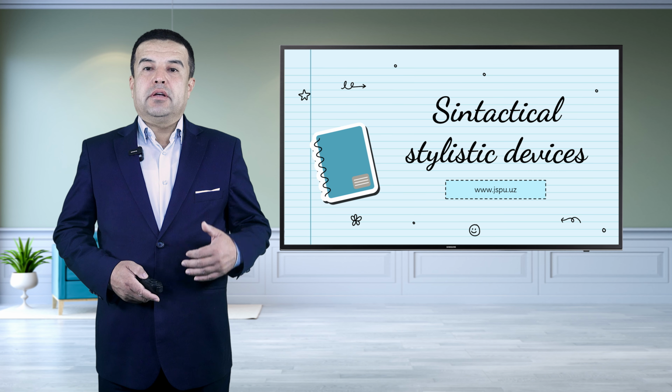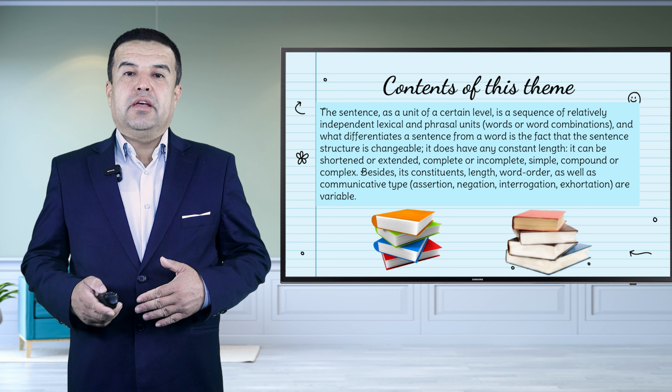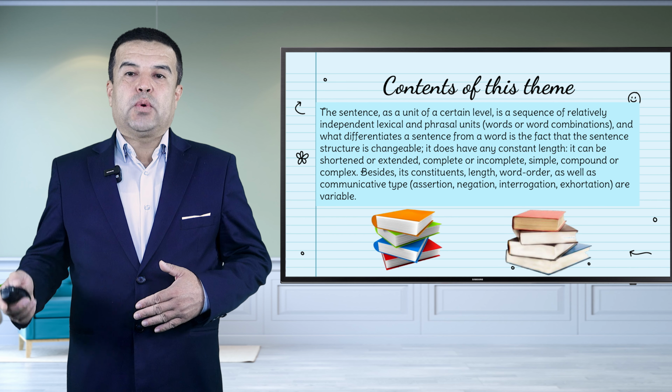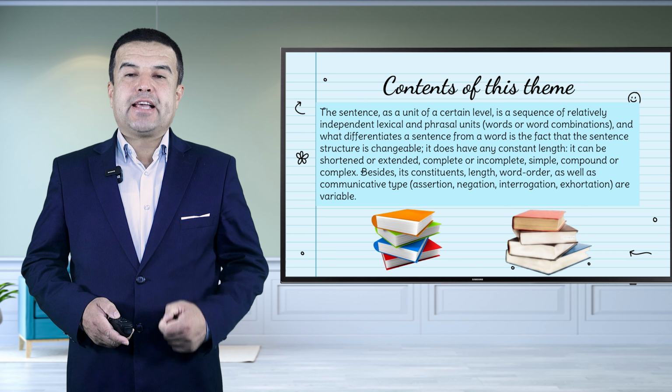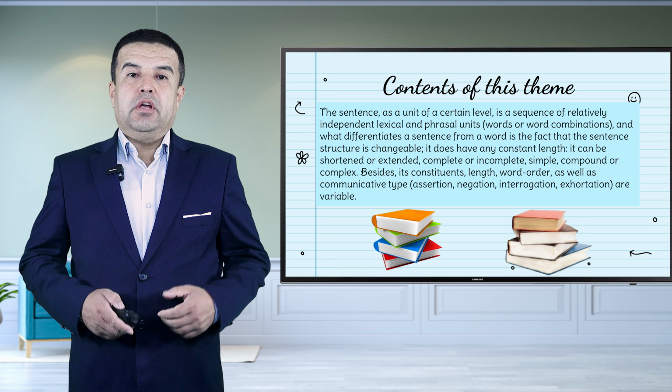At first, we should know what a sentence is, because the sentence is very useful for stylistic devices. The sentence is a unit of a certain level, a sequence of relatively independent lexical and phrasal units: words or word combinations. And what differentiates a sentence from words?